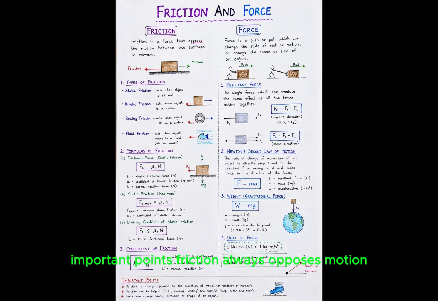Important points. Friction always opposes motion. Friction can be both useful and harmful. Force can change the speed, direction, and shape of an object. The SI unit of force is Newton, N. Resultant force is the single force that has the same effect as all forces acting together.